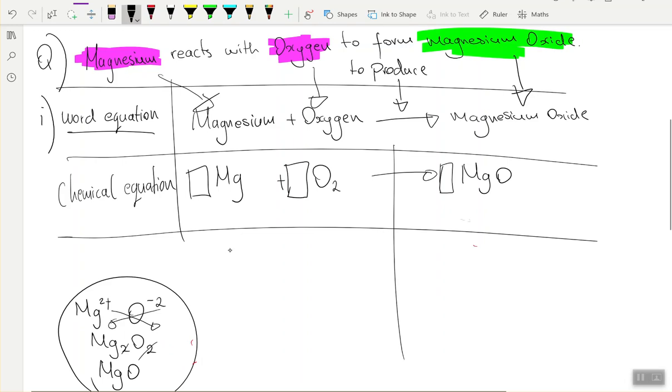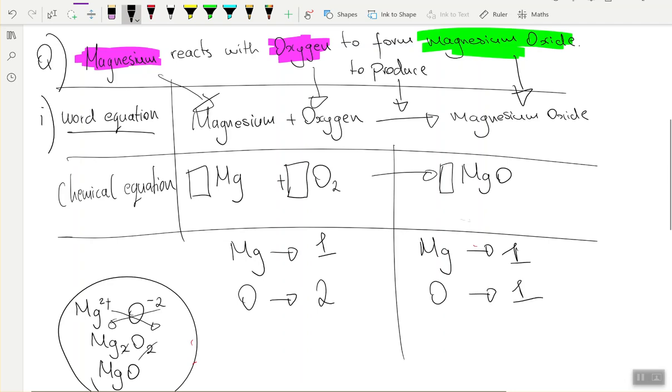To balance, you find out how many magnesiums there are on the left side, how many magnesiums there are on the right side. So I'll start with the magnesiums itself. Okay, I have got one magnesium on this side, one magnesium on this side. With oxygen, I've got 2 on the left side for my reactants, and I only have 1 on my product side. Now I have to balance this equation because the oxygens are not balanced.